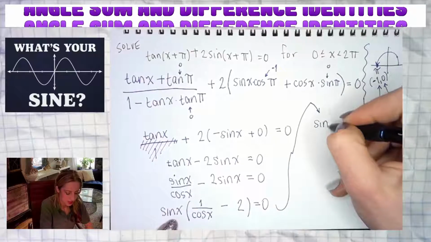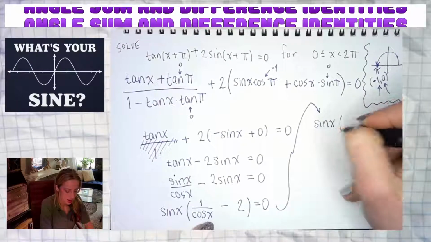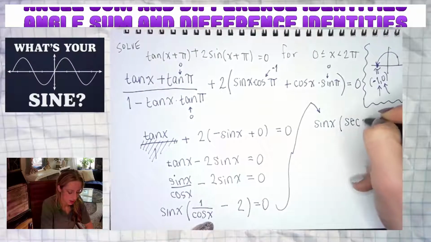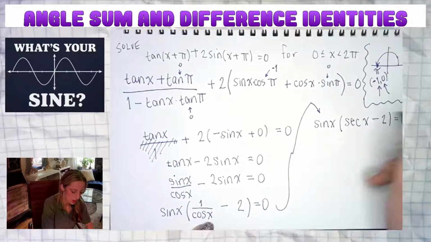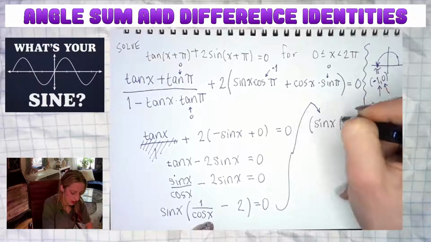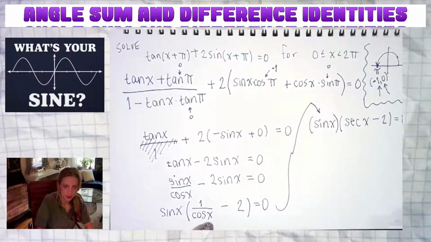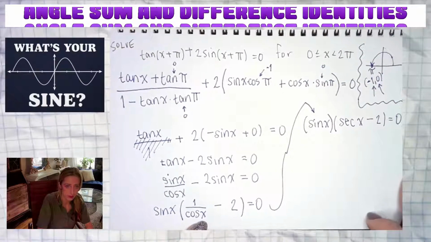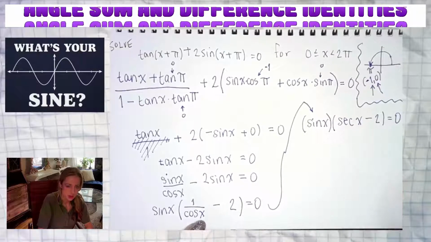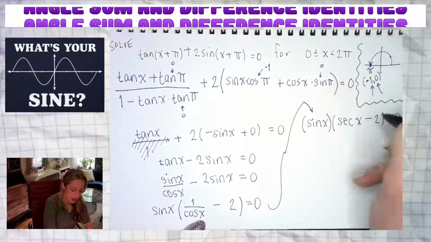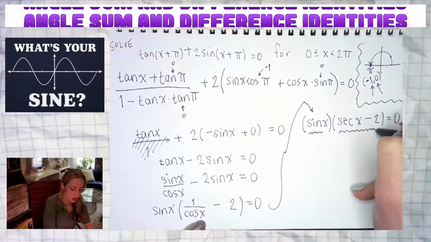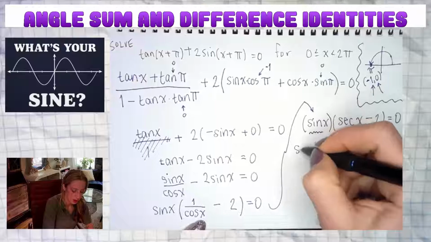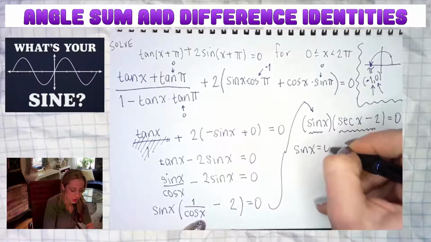So still have sine x out front. And then this is secant x minus 2 is 0. So now this is a factor, sine x. We usually don't put parentheses around it, but it truly has them. So we have sine x, and then we have the other factor, secant x minus 2. So we are going to use the zero product property, just set each of these equal to 0 and finish from there. So when does sine of x equal 0?